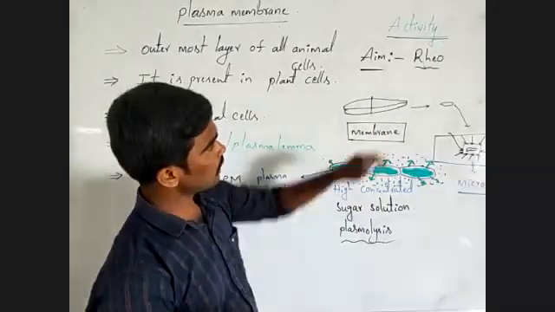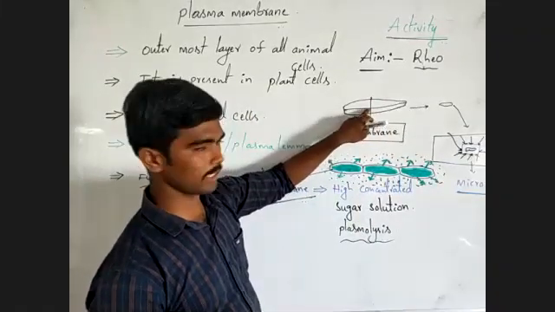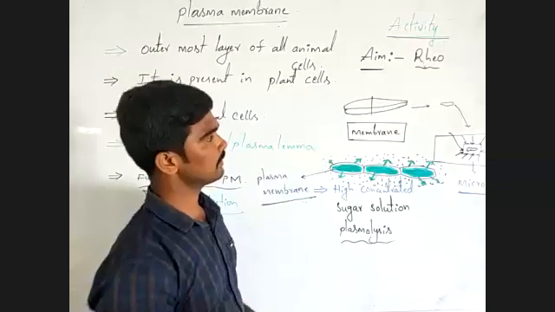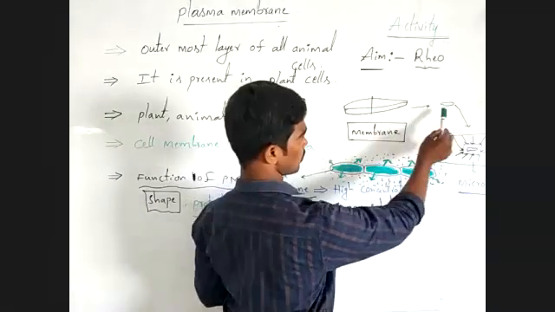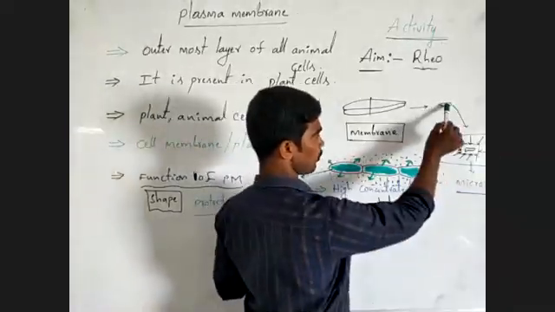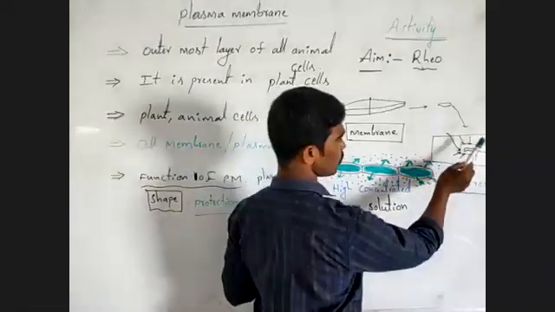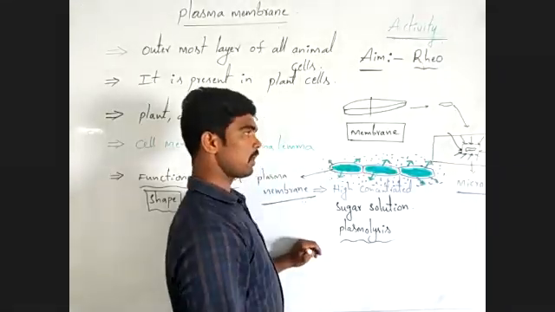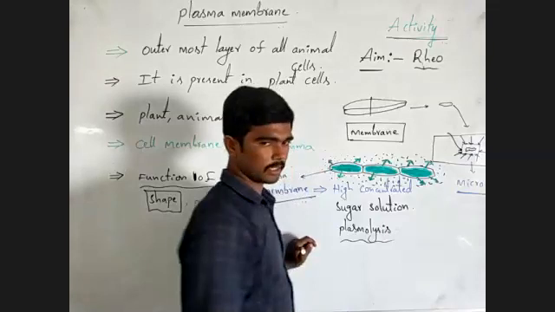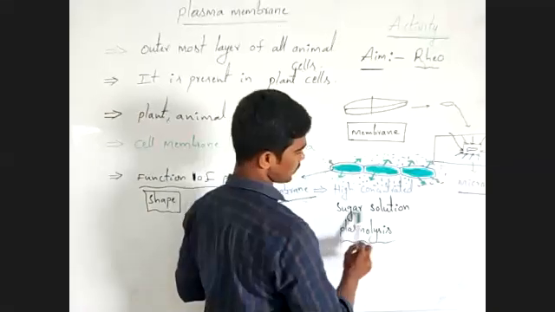First, we have to take a Rhoeo discolor leaf. Then we have to break the leaf. Then we have to separate the small thin membrane from the leaf. Then we have to place it on a microscopic slide. Then we have to place the cover slip on the membrane. Then we have to observe it under the microscope. Then we have to prepare a high concentrated sugar solution.